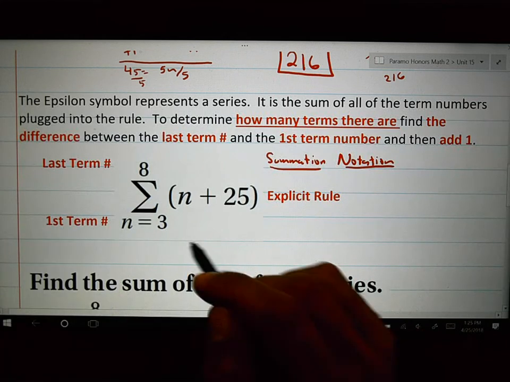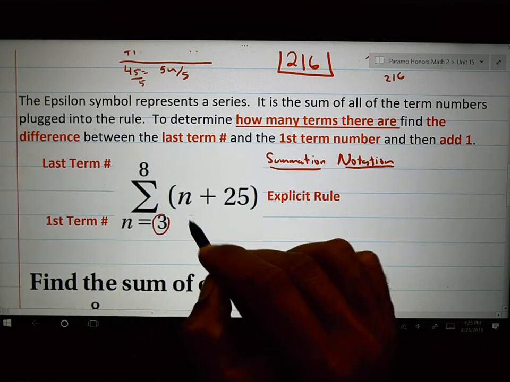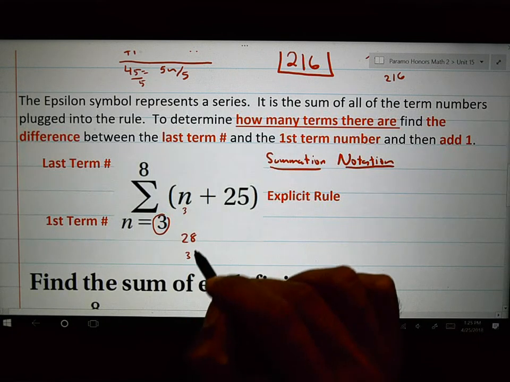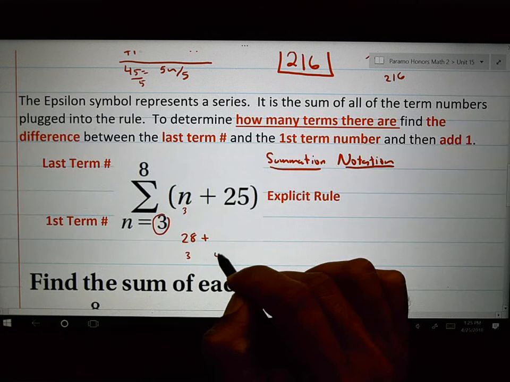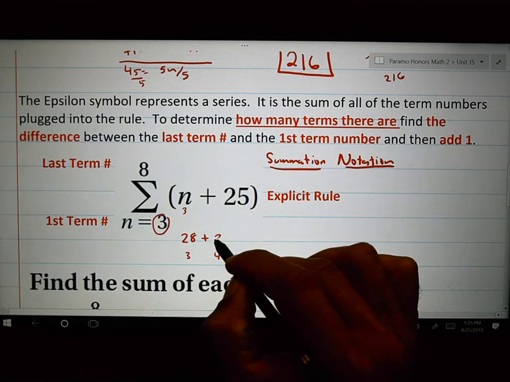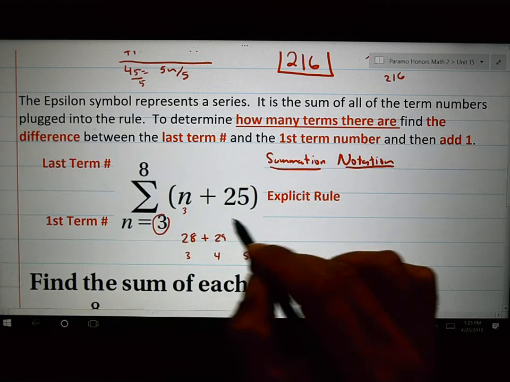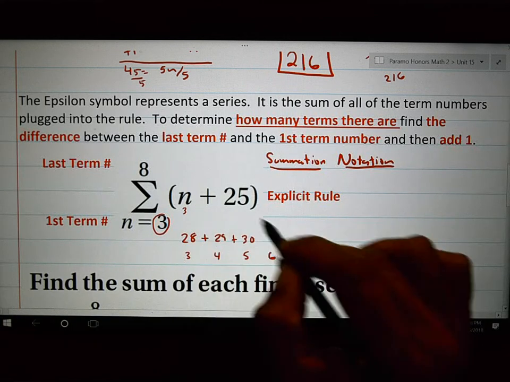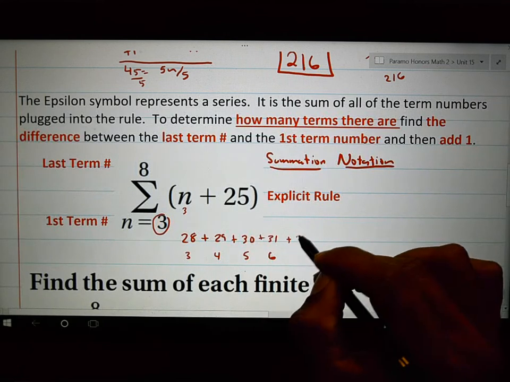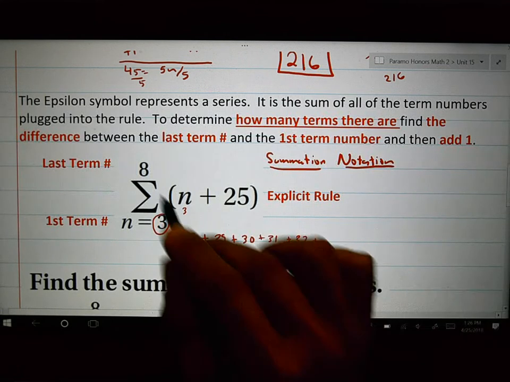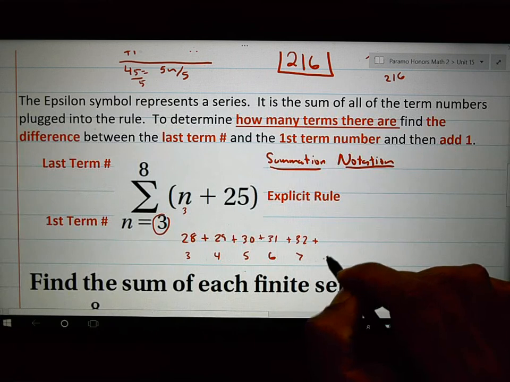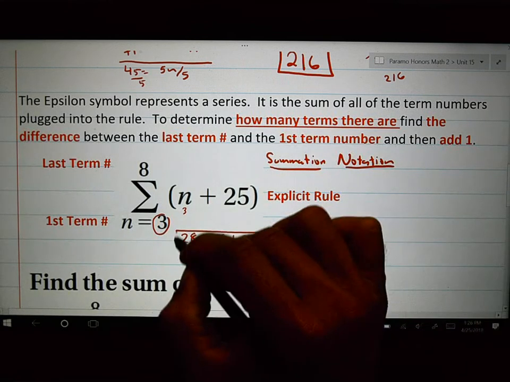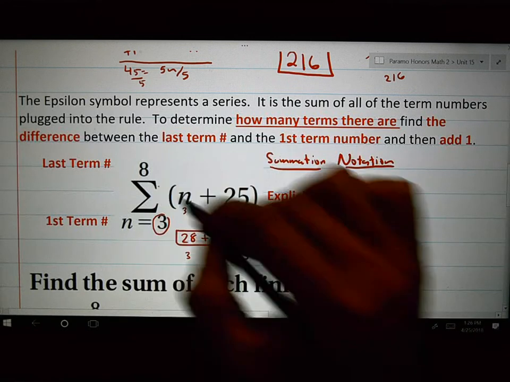in. So basically, you take this, you plug it in, and the third term has a value of 28. We're going to add, when you plug in 4, you get 29. When you plug in 5, you get 30. When you plug in 6, you get 31 plus 32 plus, and you go until you plug in the number 8. When you plug in the number 8, you get 33. This is what this represents.